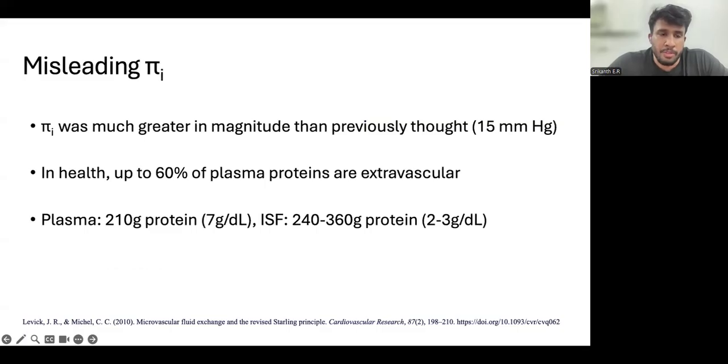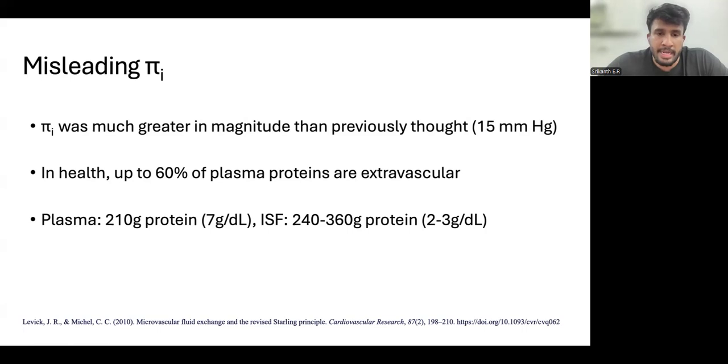And what we have also realized is that the oncotic pressure of the interstitium is not really negligible. Previously, I told you it's about 1 millimeter of mercury, but experimentally it was found to be close to 15 millimeters of mercury, because a lot of albumin is actually stuck in the interstitium. About 60% of plasma proteins are extravascular, but considering that there's a large amount of fluid dilution happening, you will have lesser concentration. Plasma has about 7 gram per deciliter of protein, whereas interstitial fluid has 2 to 3 gram per deciliter of protein, which should exert about 15 millimeters of oncotic pressure. So this is also completely against what classical Starling has explained.